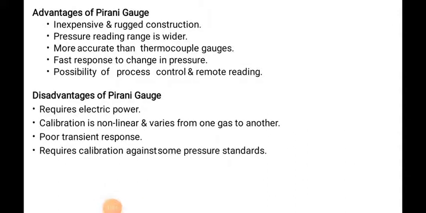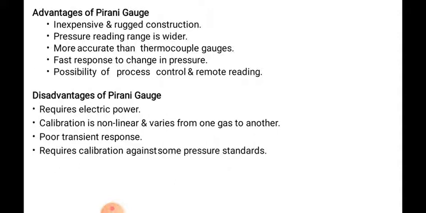Then the advantages of the Pirani gauge. It is inexpensive and of rugged construction, means the construction is robust, or a compact construction of the experimental setup. The pressure reading range is wider. It is more accurate than the thermocouple gauge. Then it has fast response to change in pressure. As we change the pressure, the instrument will give a fast response. And there is the possibility of process control and remote reading.